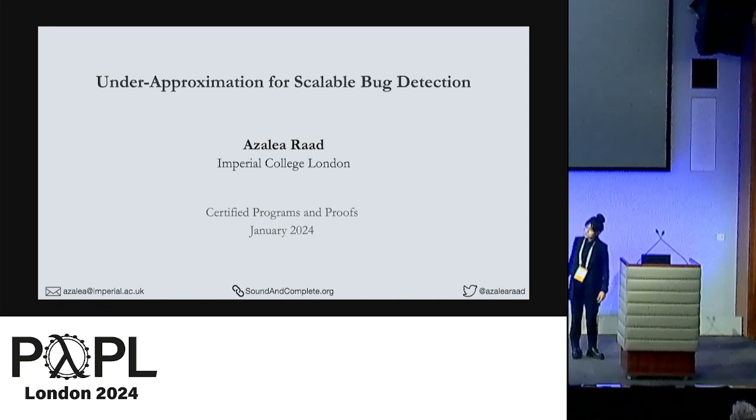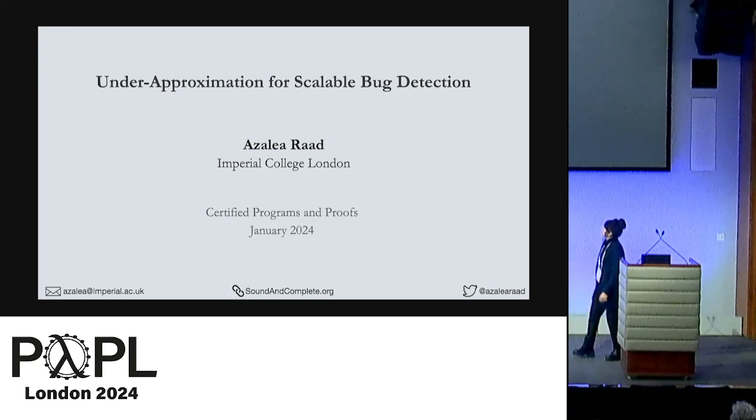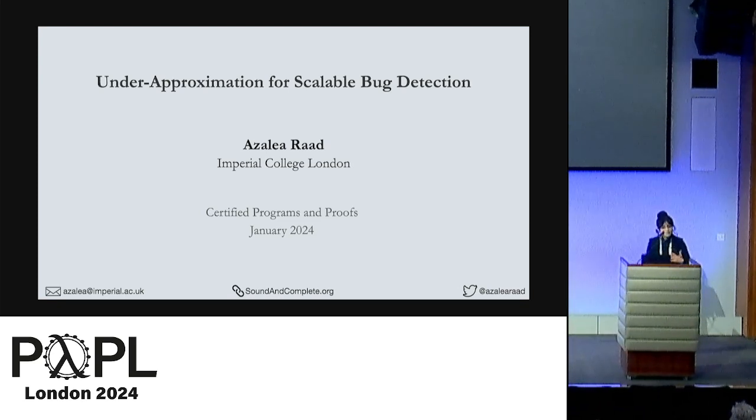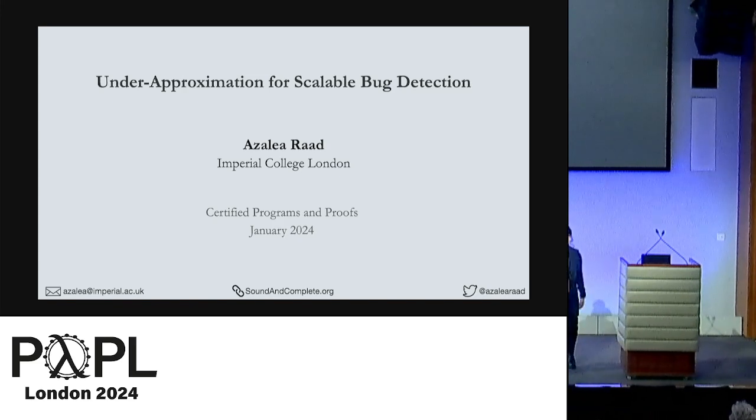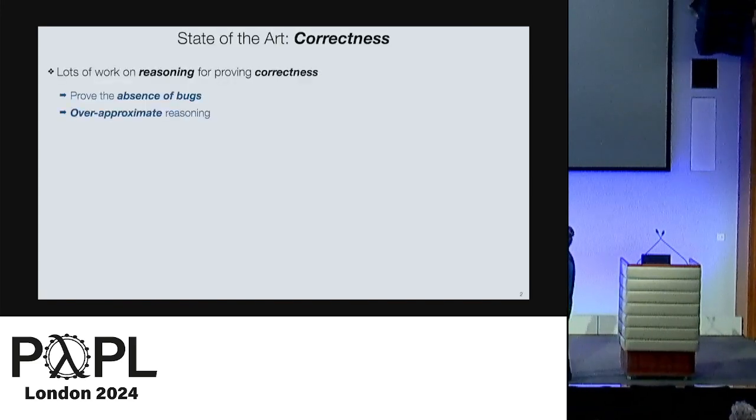And as the title suggests, this is about under-approximation for scalable bug detection. So let me just dive in, in case you haven't heard of under-approximation in this context, and tell you what I mean by that. This is the CPP community, so I'm not surprised that all of you know a lot about verification in general. And as you know, in the verification community, there have been a lot of formalisms, a lot of techniques for reasoning about the correctness of programs, verifying programs. And typically by that we mean we want to prove the absence of bugs. So given a program, we want to show that it doesn't have any bugs.